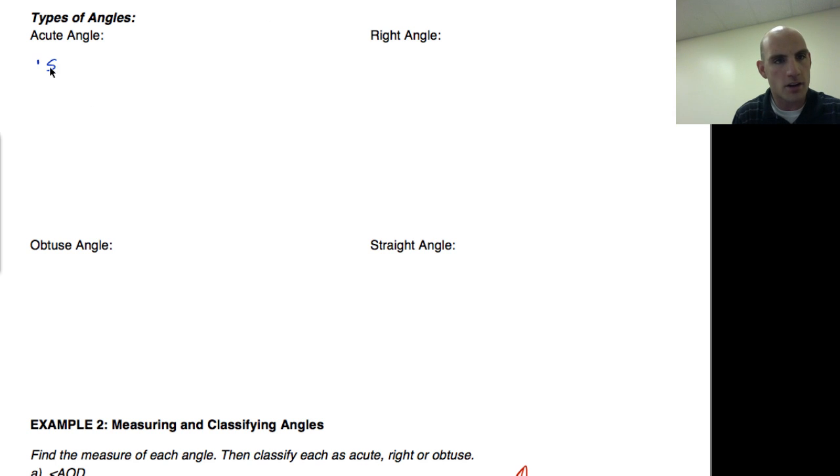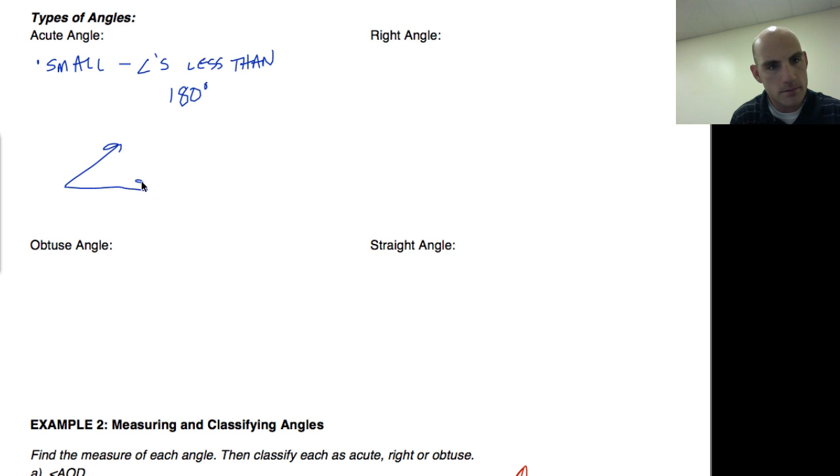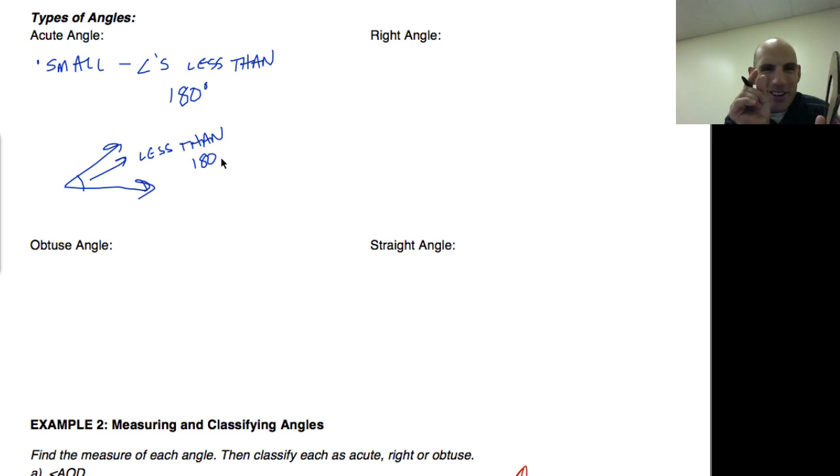Acute angles are small. In comparison, how small? They are angles, I'm abbreviating here, less than 180 degrees. Okay, so they would look like this. They are cute, little cute angles. So this would be less than 180. Okay? Cute. They're real cute. They're little. They're less than 180.